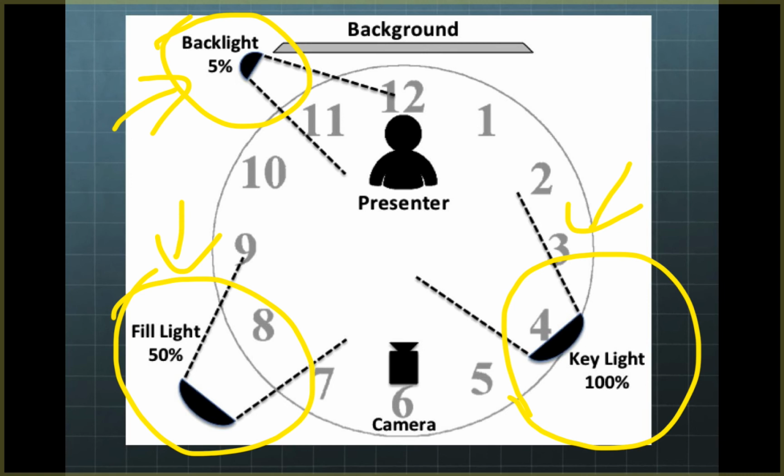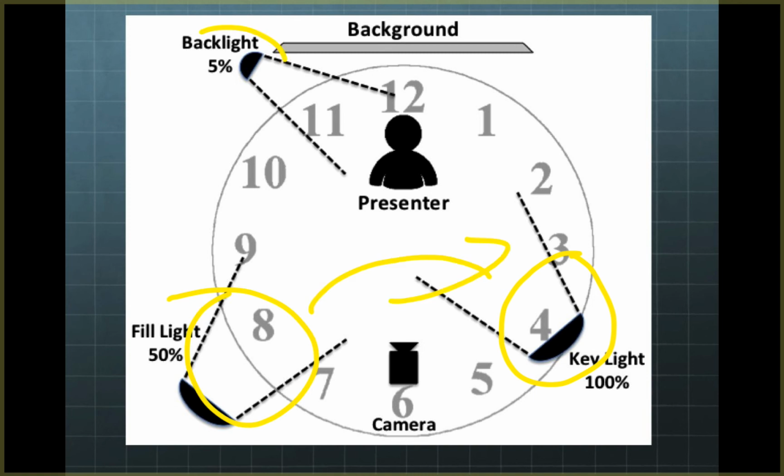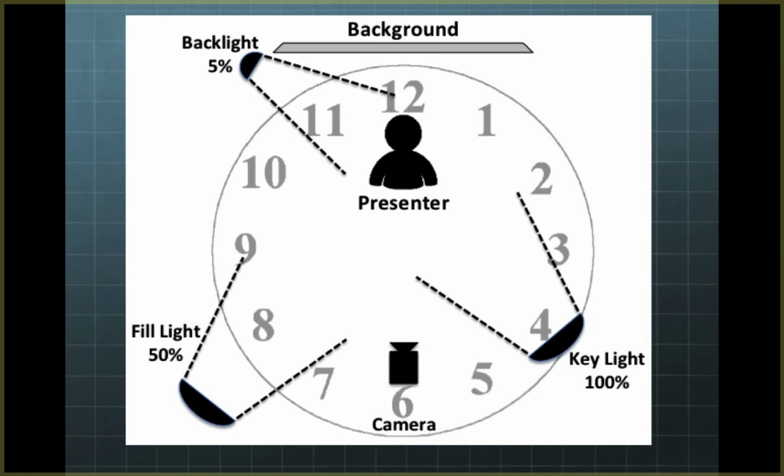Now, this clock that I'm showing here is just a generic, because you could place your key light where your fill light is, and then put your fill light where your key light is. The biggest thing is that your backlight is always going to be opposite your key light. All right? Your backlight is always going to be opposite your key light.